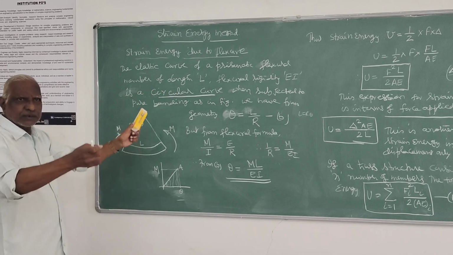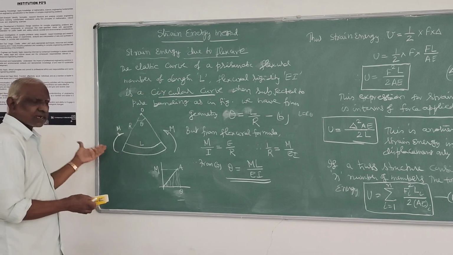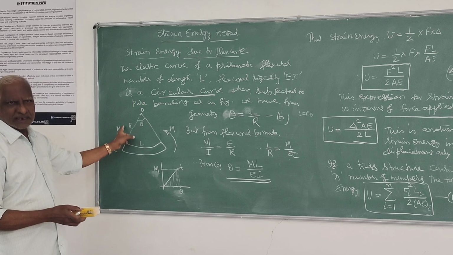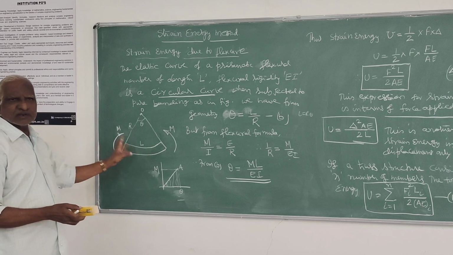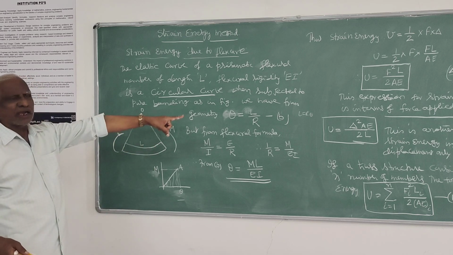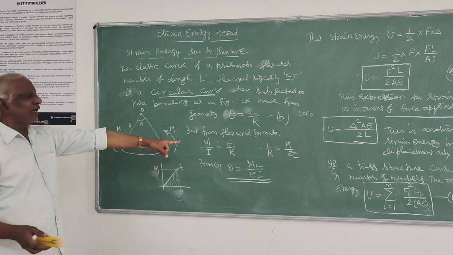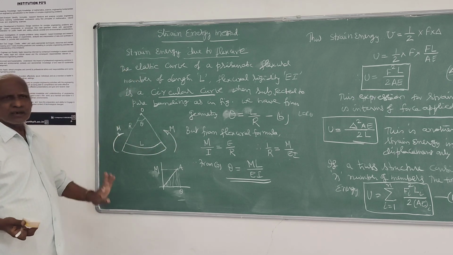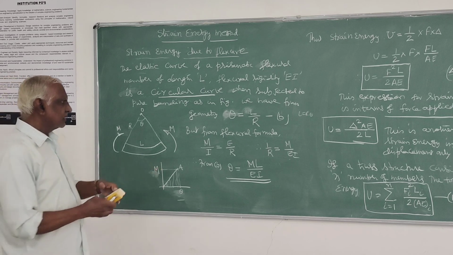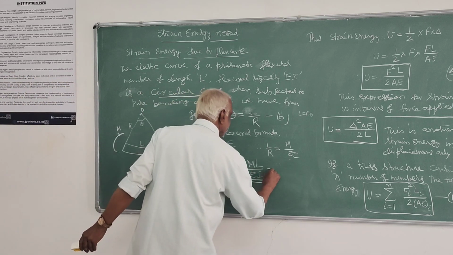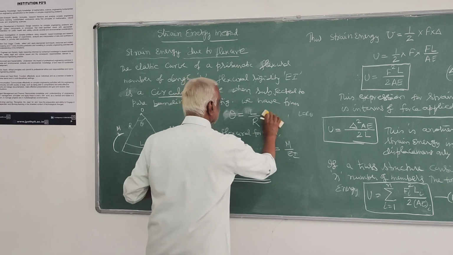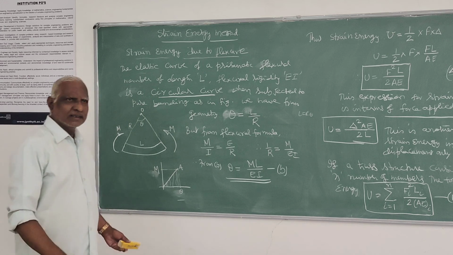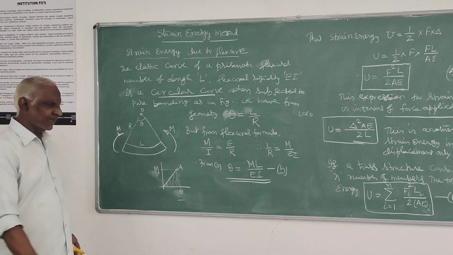One thing you have to remember: whenever it is subject to pure bending, that elastic curve will be a circular curve, having some radius R, center O, and M is the moment. So you have from geometry that relationship, and from the flexural formula that relationship, and you can get the expression for strain energy. This expression I call B: theta is equal to ML by EI.